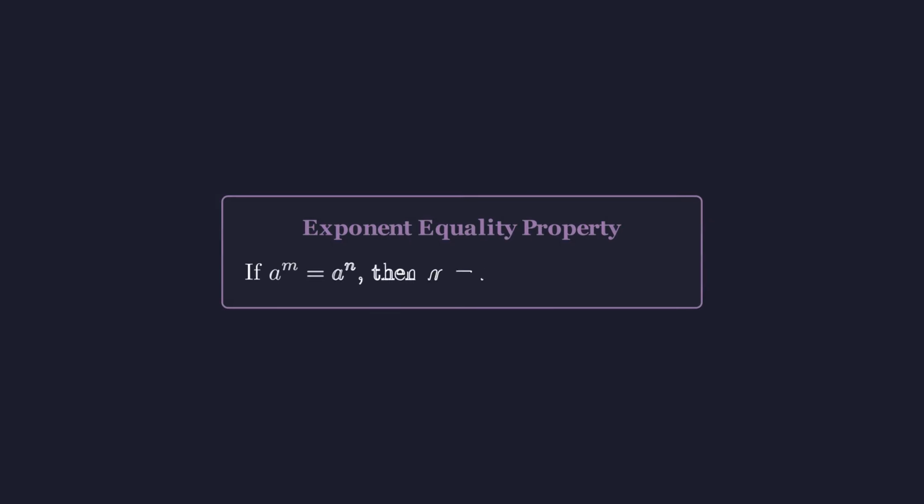Quick reminder, if a to the power m equals a to the power n, then m must equal n. This works because exponential functions are one-to-one.